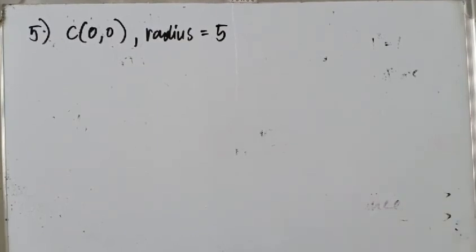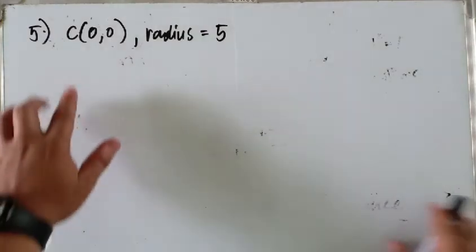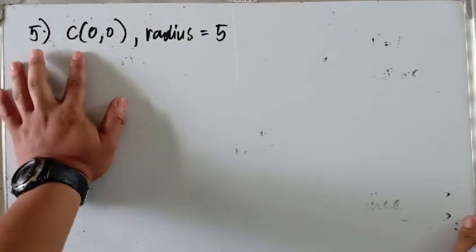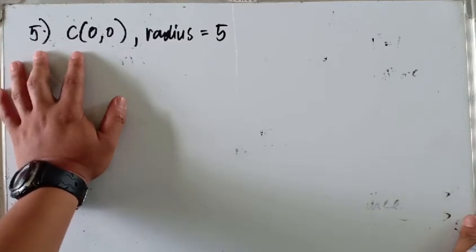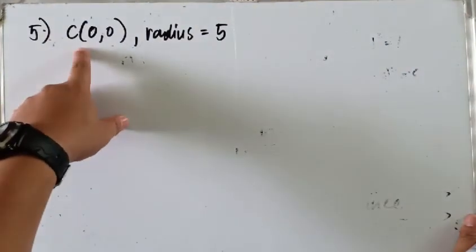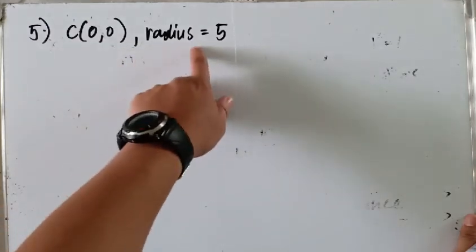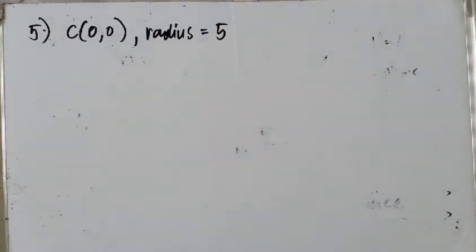Okay. Let's take this for our fifth example, which is a different exercise. So here, our task is to get the standard form of the circle given a certain condition. The condition given here is the value of the center and the length of the radius. So let's try to find the standard form of the equation of the circle.